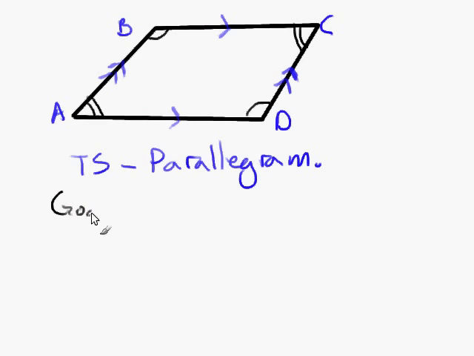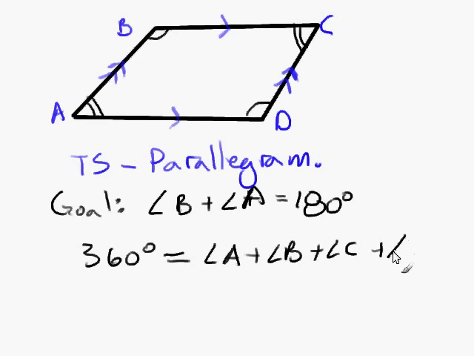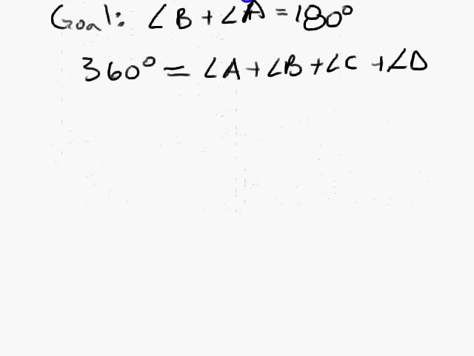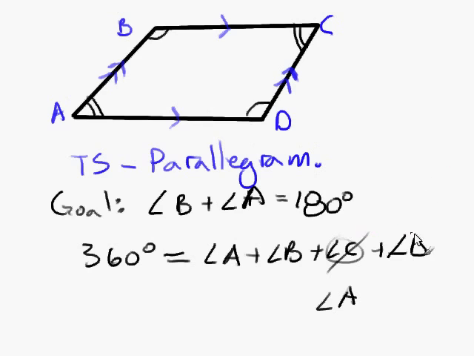So our goal is, we'll just say angle B plus angle A is equal to 180 degrees. Now, this thing's a quadrilateral. It's got 360 degrees in it. It is equal to the sum of angle A plus angle B plus angle C plus angle D. But A is congruent to C. So I can cross that out and I could replace it with angle A. And D is congruent to B. So I could cross that out, replace it with angle B.